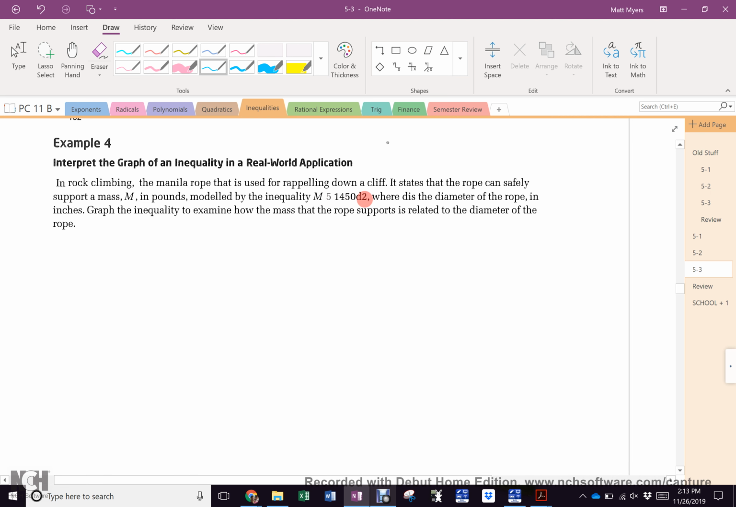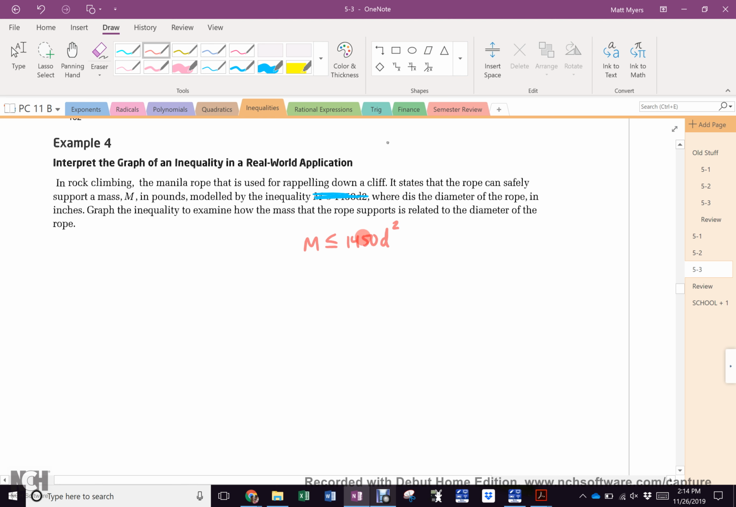This printed very weirdly. Please cross that out. This should say mass is less than or equal to 1450 D squared. Well, when you read the whole thing, you see that when I'm rock climbing, this is how they decide on the rope. If the mass I need to support, my mass must be less than or equal to this diameter of rope.